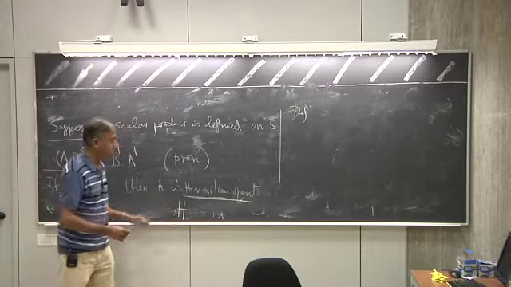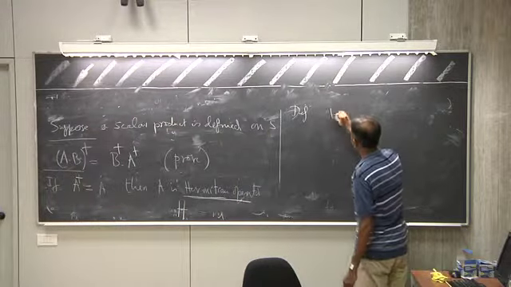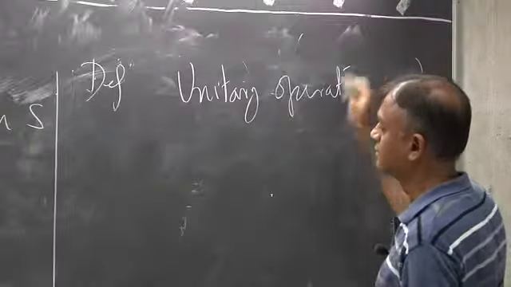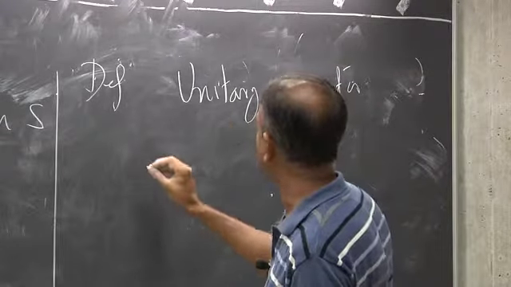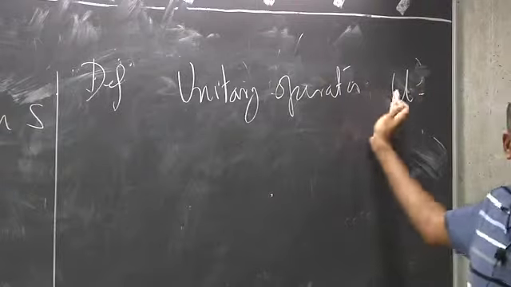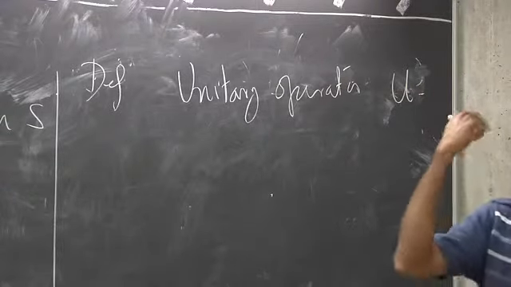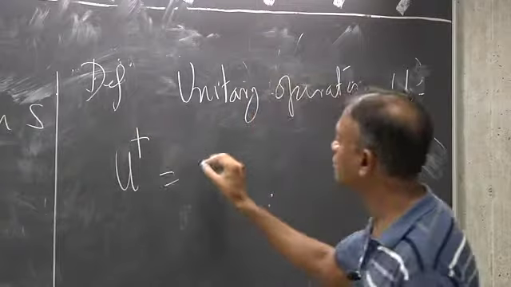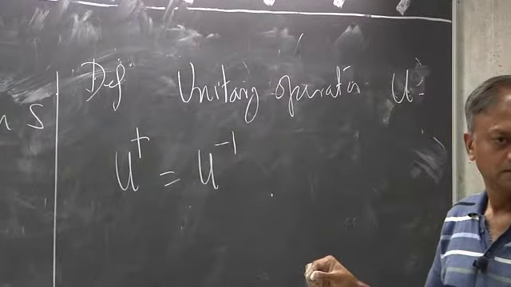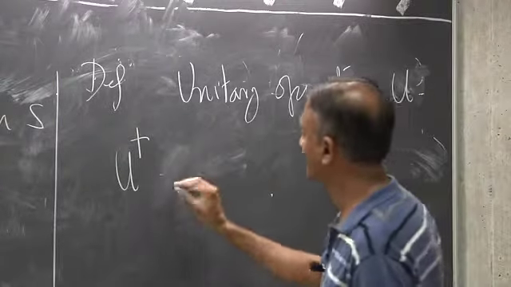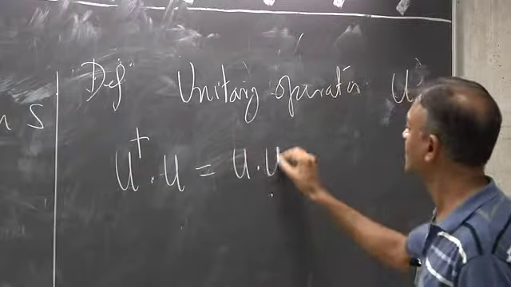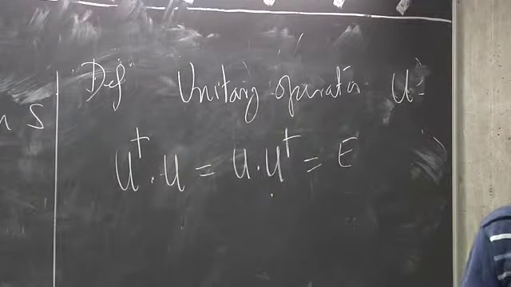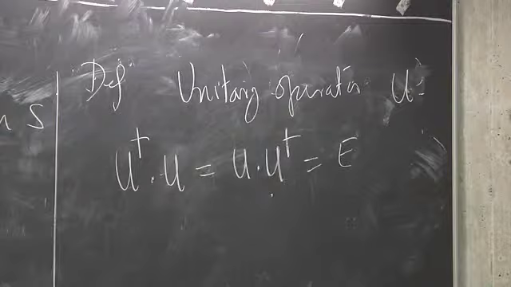Then there's the definition of a unitary operator. This again plays a very important role in quantum mechanics. I will denote a unitary operator by U, so that when I say U, it means a unitary operator. The definition is that U dagger is equal to U inverse. In other words, U satisfies U dagger U equals U U dagger equals the identity operator. So U dagger is both the left inverse and right inverse of U. That's the definition.